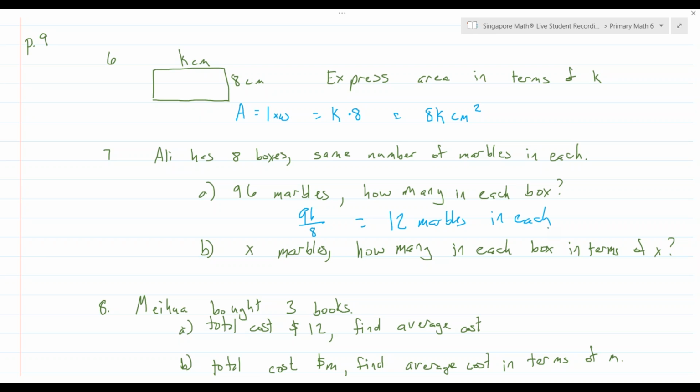So look at part B. It tells us there are X marbles, and we want to find the number of marbles in each box in terms of X. I can't find an answer because I don't know the number I'm starting with. But just like on the problem above that, if I started with 96 marbles, I put them all in a group, and then I divided those 96 marbles evenly into 8 boxes. This time I start with X marbles. I'm still going to divide them evenly into 8 boxes, and so that's how many marbles in each box.